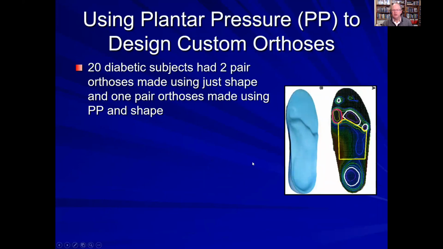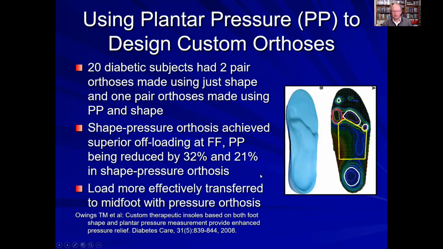We also have other studies from 2008, where 20 diabetic subjects had 2 pairs of orthoses made using just the shape as we normally do, and then another orthosis that used the information from plantar pressure data and shape to produce an insole that had specific modifications to reduce the pressure on the plantar forefoot. Their study found that by using this shape and pressure orthosis that used the pressure data, they were able to reduce pressure by 32% and 21% over the other 2 insoles that just used shape by themselves.